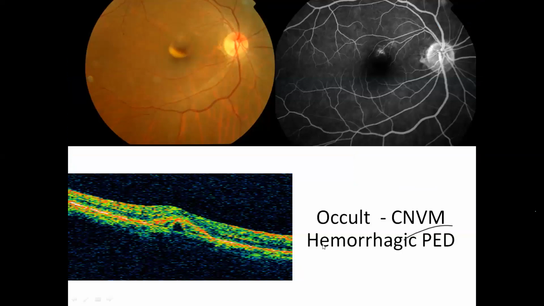The next one is occult CNVM. What is an occult CNVM? As you see in this OCT picture, there is a thick RPE red line. This RPE line is elevated, but there is no break in the RPE line. In the sub-RPE space, we can see hyperreflective irregular material accumulating. This is nothing but a choroidal neovascular membrane, which is still below the level of the RPE. It has not affected the overlying retina, but it is there below the level of RPE and is bleeding there.